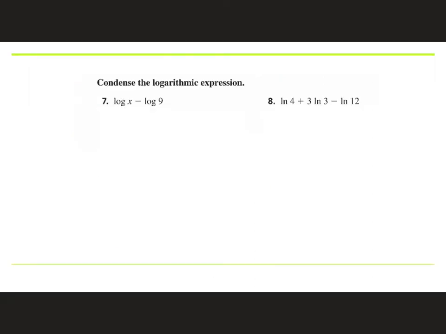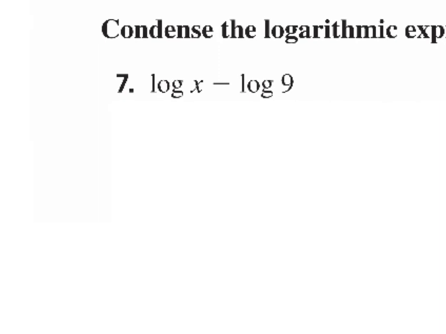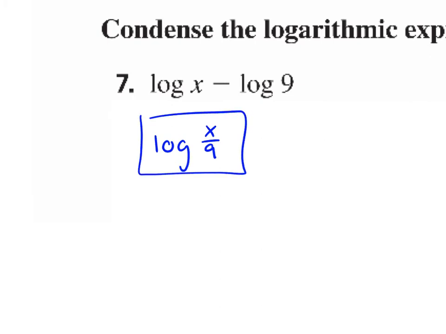Got 2 more examples just like it. So how can we condense log of x minus log of 9? We're subtracting, so to bring it together, we divide. So log, what goes on top? X. X over 9. Can we simplify this anymore? Nope. So that's our answer.